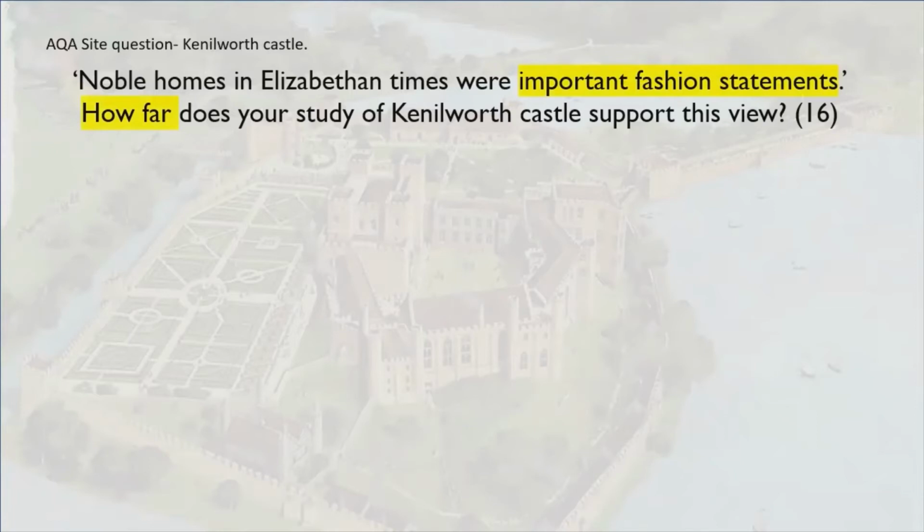Okay, so the first important statement is about fashion. So the factor of Elizabethan times was that homes were built for fashion. And then the other important part is how far. So an amount. How far does Kenilworth support this? So it's partly, mostly, it's an amount of support. And obviously, as we're talking about Kenilworth Castle supporting this view, we've got to talk about Kenilworth Castle.